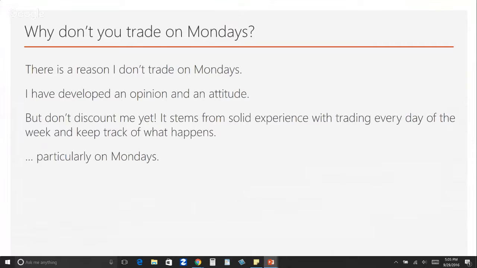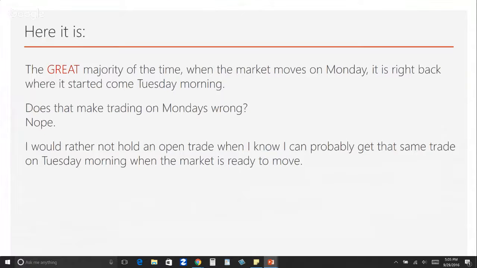At this point, you might be wondering why I don't trade on Mondays, and there is a reason. I've developed an opinion and maybe even a little bit of an attitude, but don't discount me yet. It stems from solid experience with trading every day of the week and keeping track of what happens, particularly on Mondays. So here it is. The great majority of the time, when the market moves on Monday, it's right back where it started come Tuesday morning. So does that make trading on Mondays wrong?